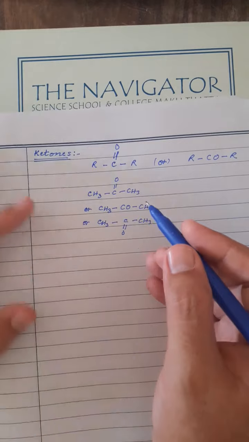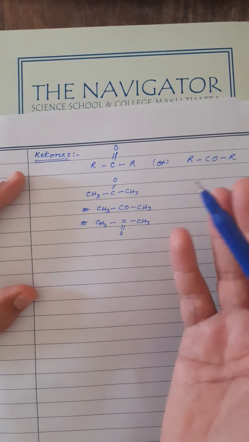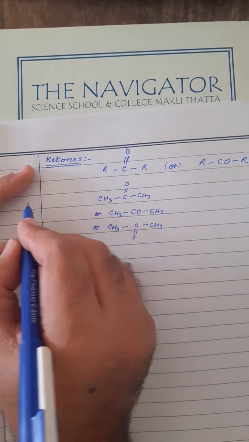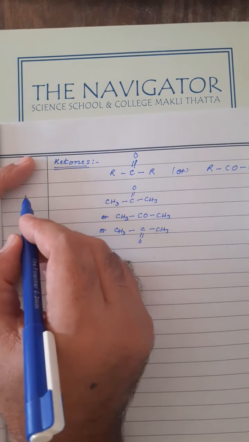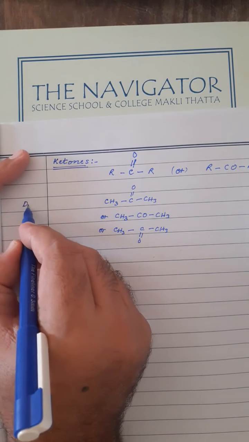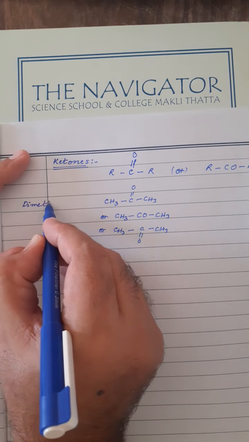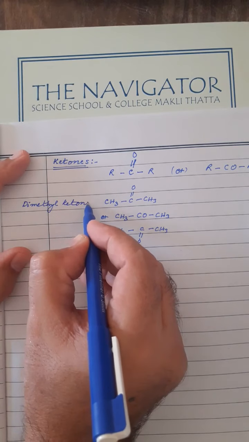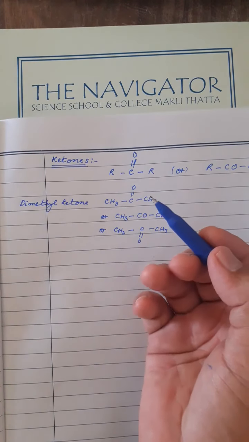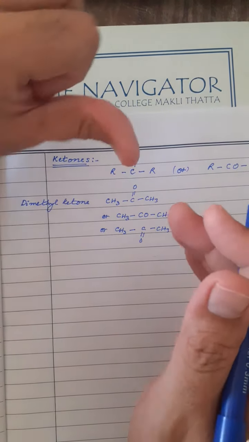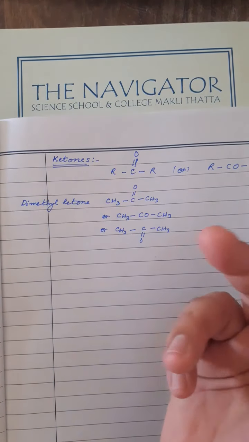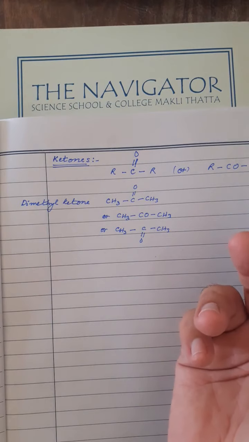Now, there are 2 namings, common and IUPAC. Common I will put here. In common naming, it's called dimethyl ketone. Yes, just like ethers. Dimethyl ketone, 2 methyls ketone. There was in ethers dimethyl ether. Here it is dimethyl ketone, right?